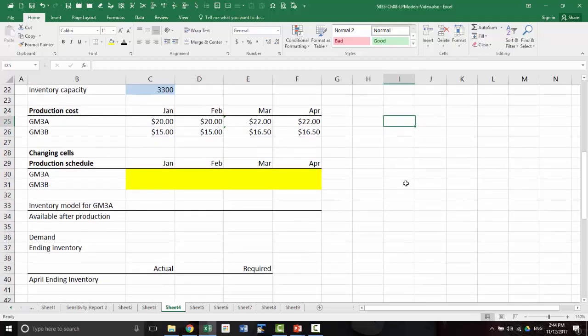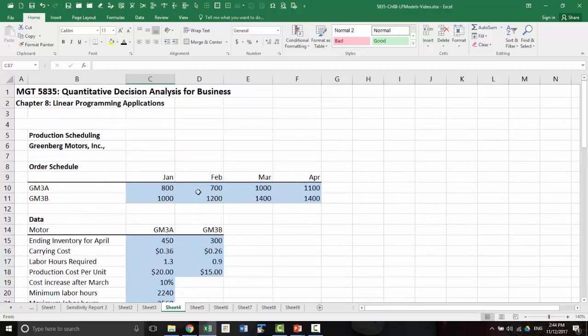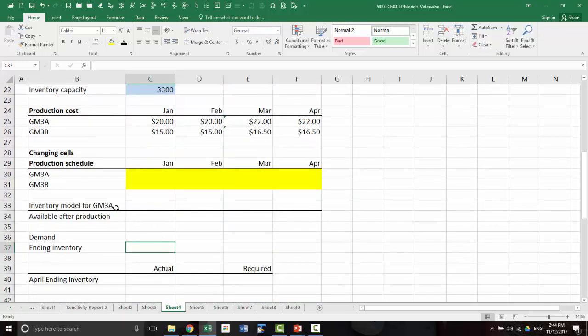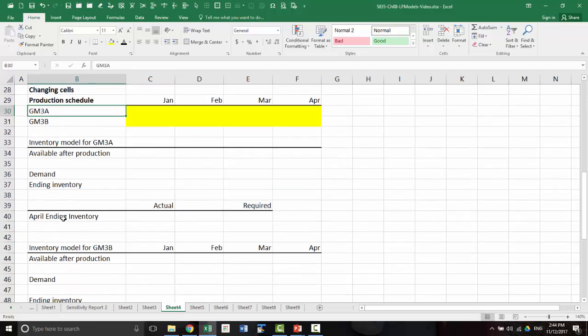So now we have to set up the model for inventory. Okay, so we're going to produce, and what will be available after production, what will be the demand, and what will be the ending inventory. Okay, so we don't have any initial inventory at the beginning. If there was any initial inventory in the beginning, we have to take that into account. So in January, right after production, we're going to set this up, one set for the first motor, another set for the second motor.